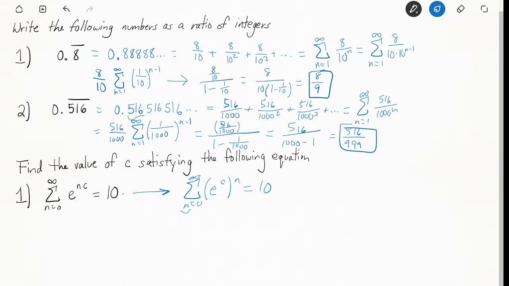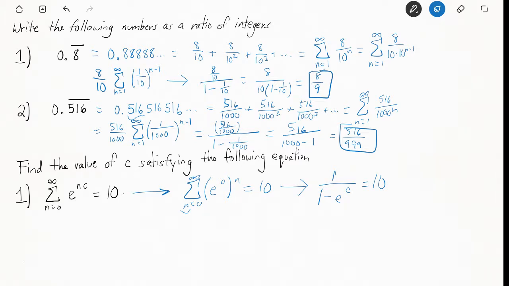So at the end of the day, what happens? Well, if this were to work out, e to the c is just some constant, so that's a geometric series. Notice we have n equals 0 to start, so we're in good shape in that case. You get 1 over 1 minus e to the c equals 10. And so now where do we go from here?